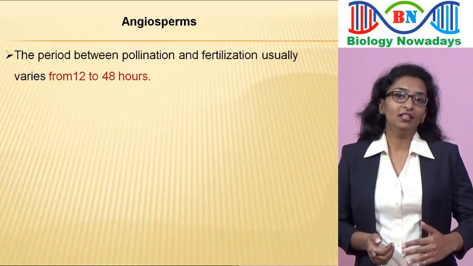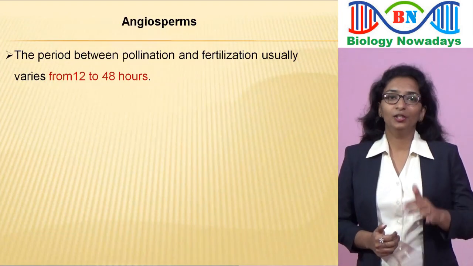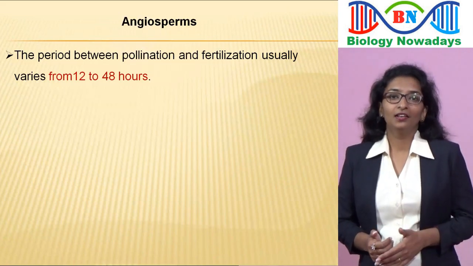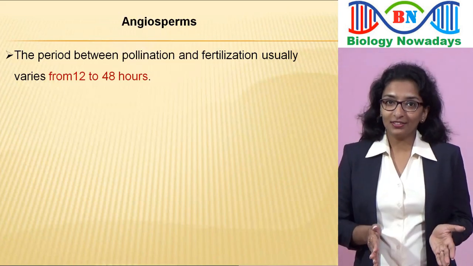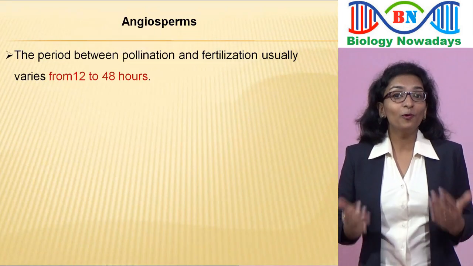The period between pollination and fertilization varies from plant to plant. Usually, this period varies from 12 to 48 hours. But in gymnosperms, we already learned that this time gap between pollination and fertilization is more than 1 year.